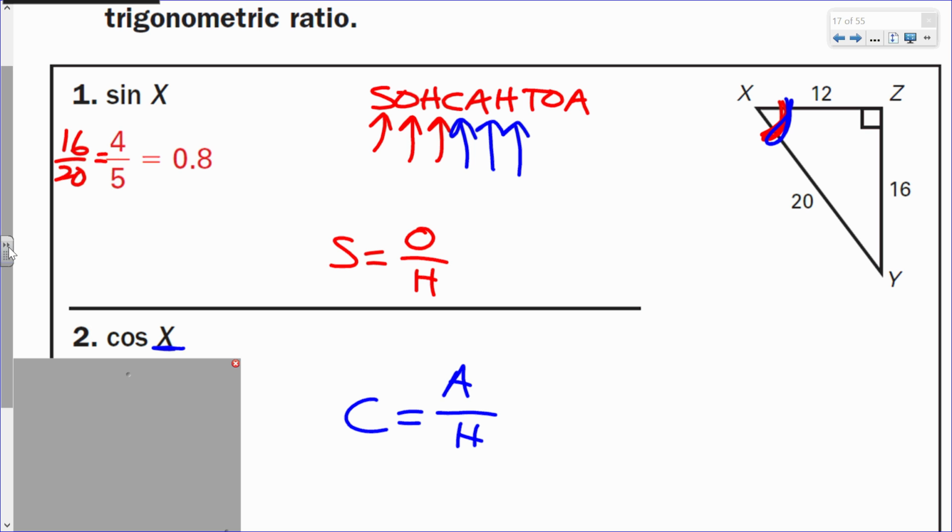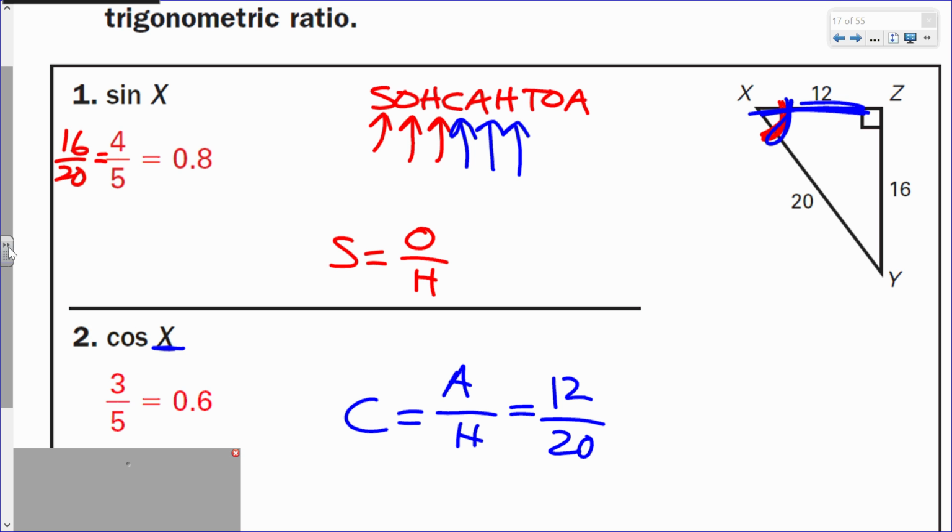Okay. So what side's adjacent to x? The side that's touching x that's not the hypotenuse would be 12. And then the hypotenuse would be 20. So 12 divided by 20 reduces to 3/5, because 12 divided by 4 is 3, and 20 divided by 4 is 5. So 3/5, you type that in your calculator, you're going to get 0.6 as your ratio.